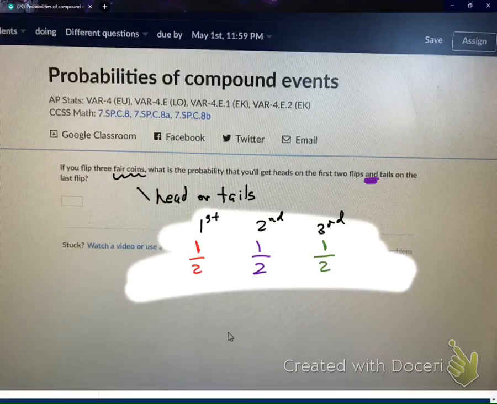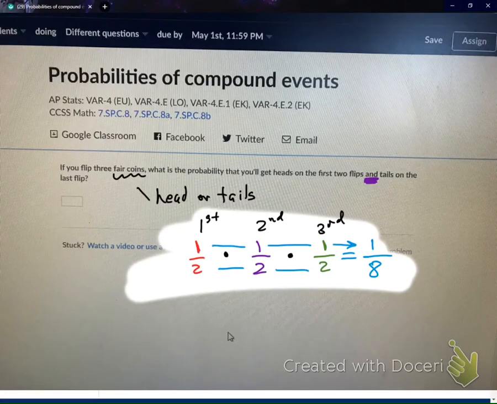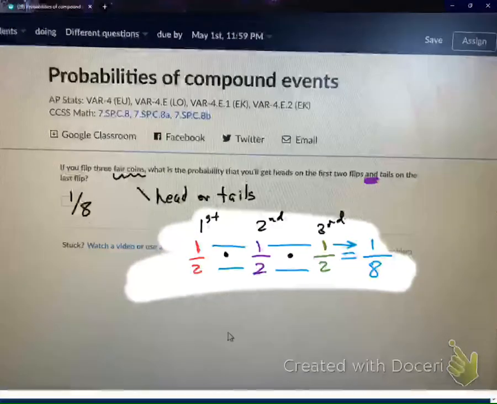So for each of these things happening, this one and this one and this one, heads and heads and tails, we are again multiplying these fractions. Multiplying is again straight across. So across the top of these fractions, all the numerators, 1 times 1 times 1 is a whole 1. And across the bottom, 2 times 2 times 2 is, don't say 6, 2 times 2 is 4, times 2 would make that an 8. So the correct answer to this problem is going to be the fraction 1 out of 8.